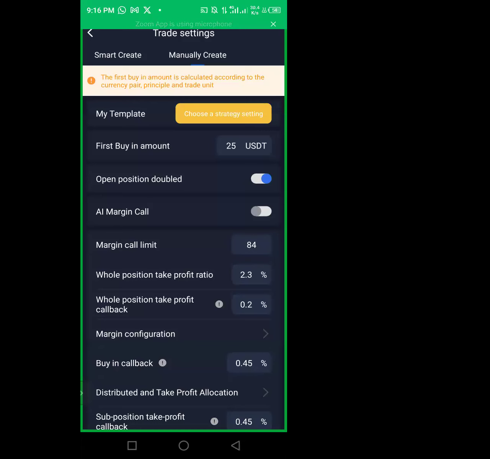So now this trade is using margin configuration limit 84, which is kind of fully standard of Royalq. Because Royalq is designed so that you can use margin calls to trade, so that you can make profits even when the coin is crashing down. So the whole position take profit, you can set that one. The whole callback, you can set the buying callback, the sub position take profit callback, you can set. Please, we have a Zoom that explains all these things.